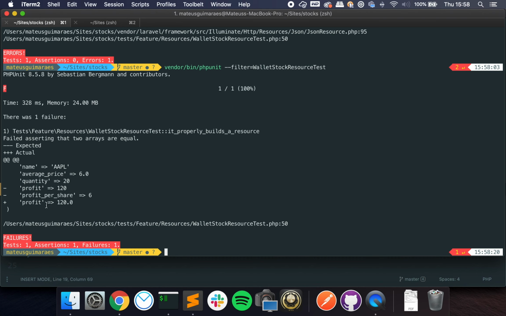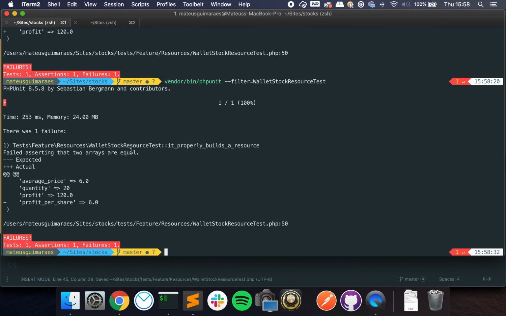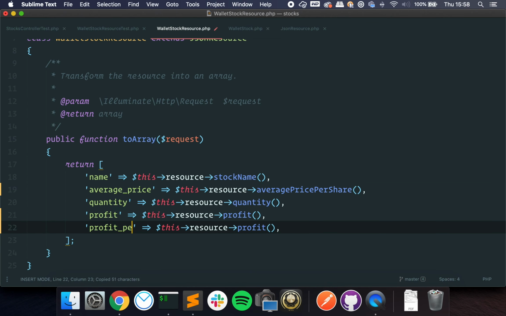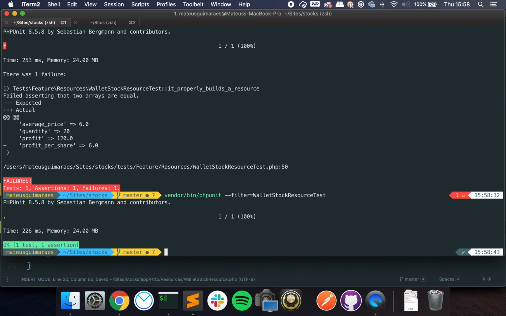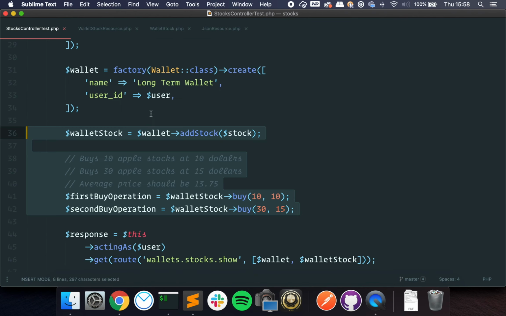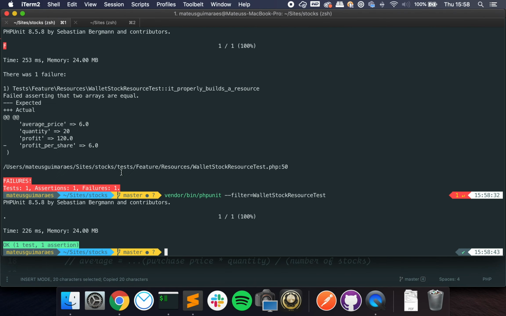So we are missing the profit. It should be a float. The profit per share should be a float as well. Let's run this. The profit per share is still missing. Let's set it. And now it is a breeze. Let's do profit per share. Okay, it works. This is really nice. Perfect. Now let's go back to our stocks controller test.